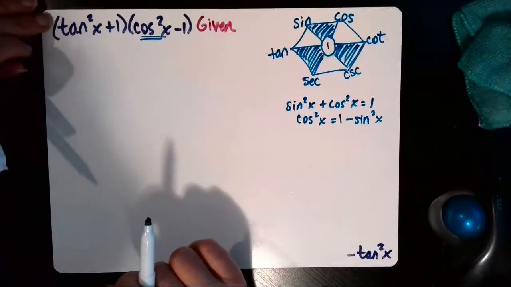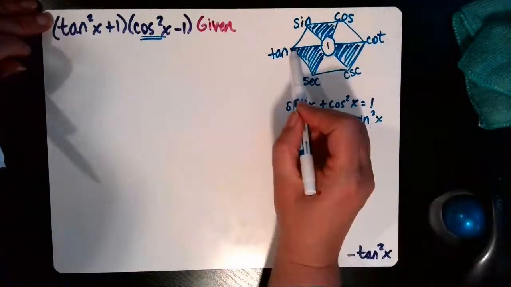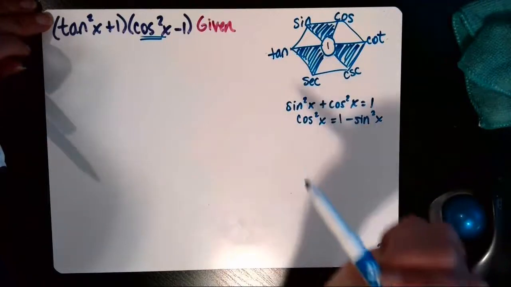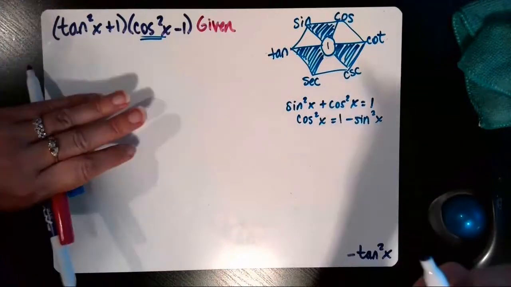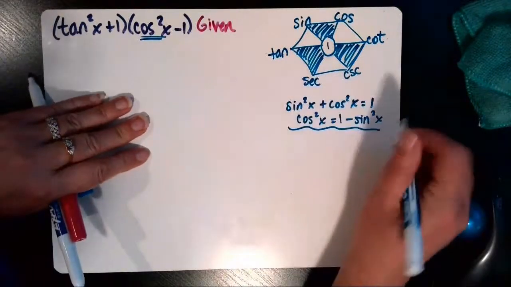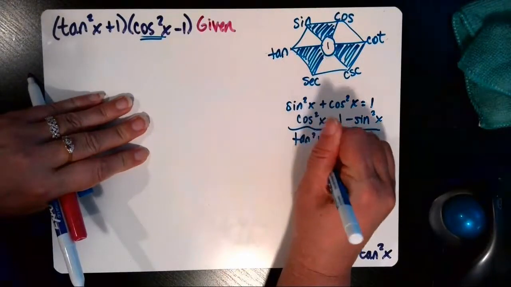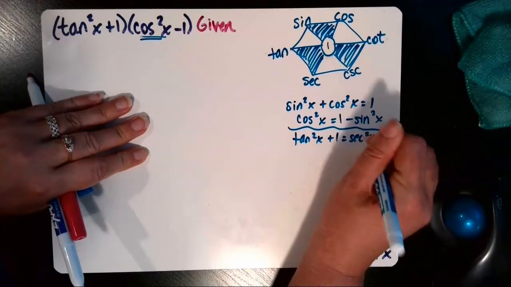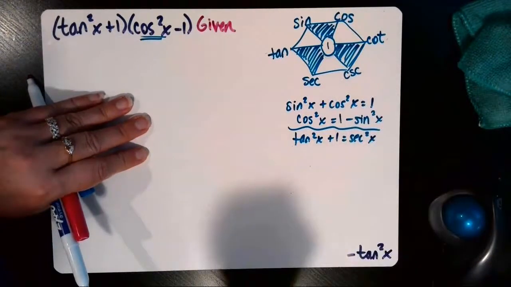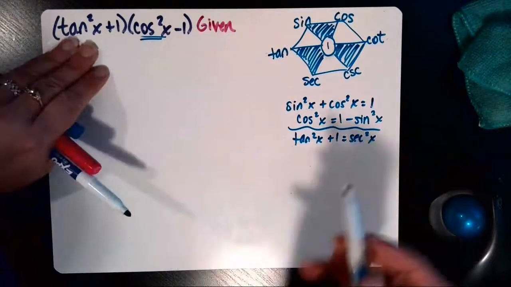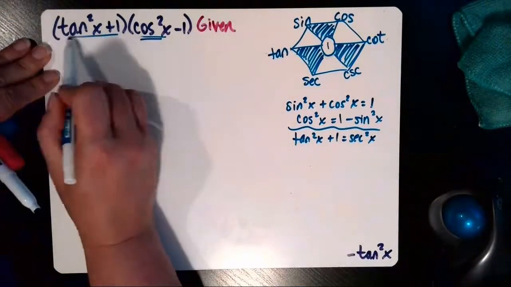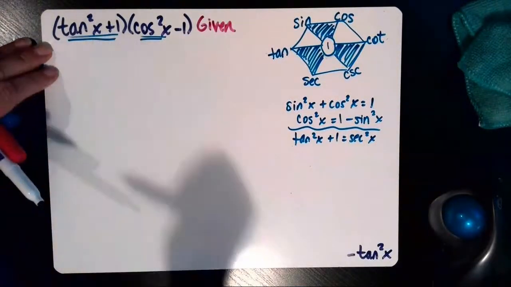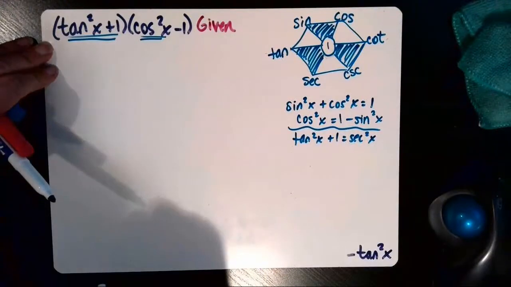Similarly, this tangent squared x is part of an identity. Tangent squared x plus 1 is equal to secant squared x. So we'll jot that one down. Tangent squared x plus 1 equals secant squared x. And that means if I notice this whole part here, this tangent squared plus 1, I can replace that with secant squared x using a Pythagorean identity as well.